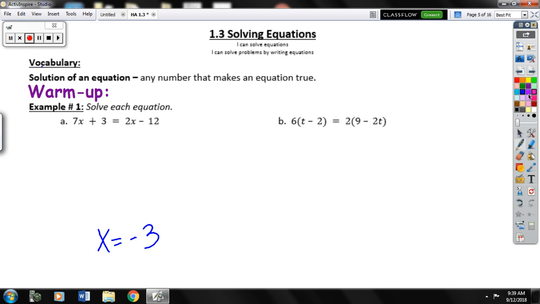And can somebody tell me their answer for B? If you're not volunteering, I will volunteer you. Connor? T equals 3.